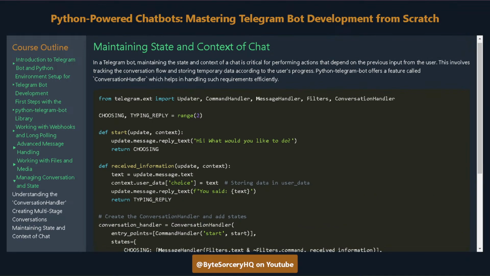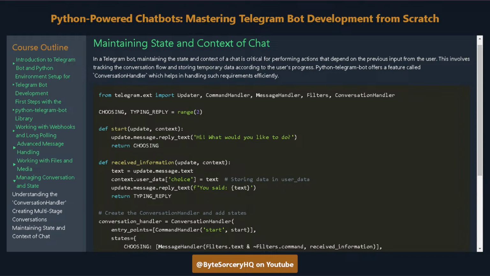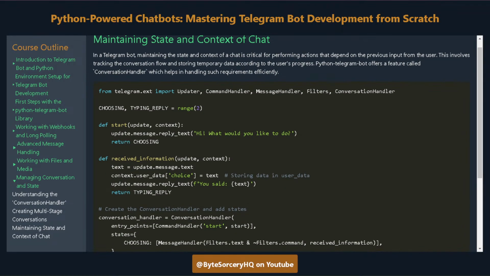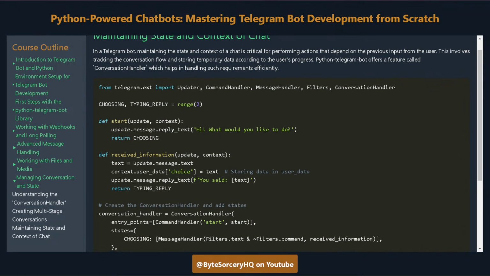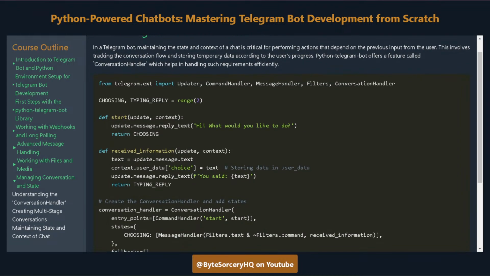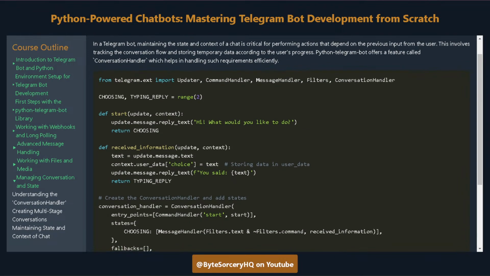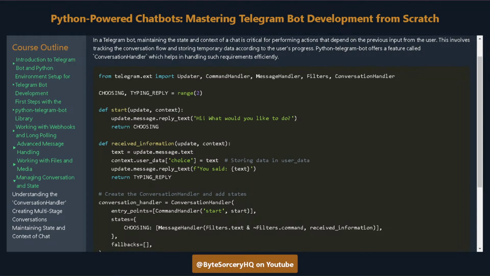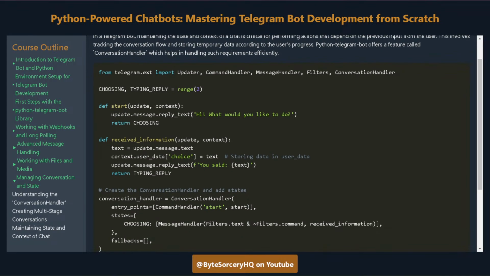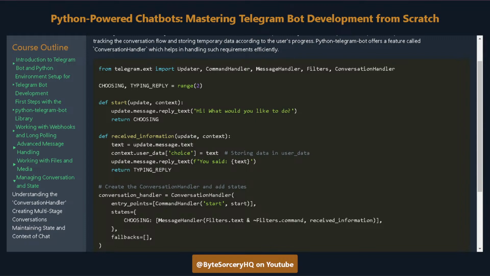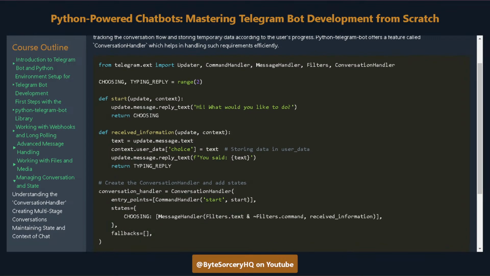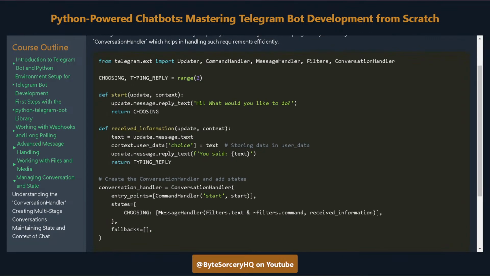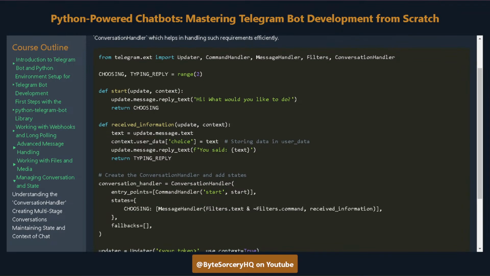Maintaining state and context of chat. In a Telegram bot, maintaining the state and context of a chat is critical for performing actions that depend on the previous input from the user. This involves tracking the conversation flow and storing temporary data according to the user's progress. Python Telegram bot offers a feature called Conversation Handler, which helps in handling such requirements efficiently.